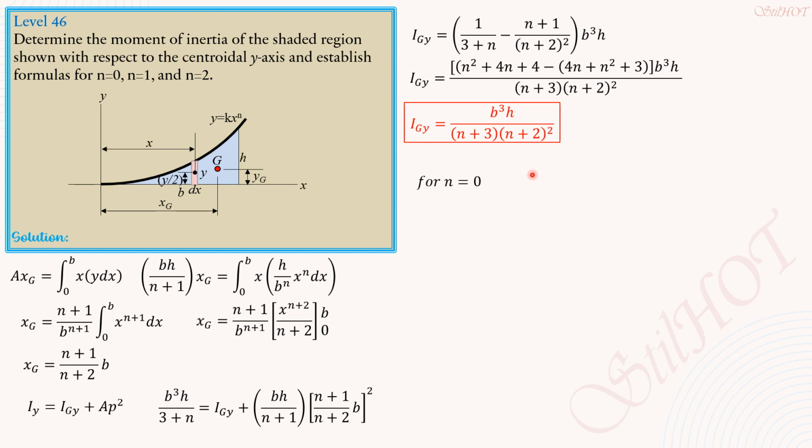So for n equals 0, it is a rectangle, so we expect b cubed h over 12. So this is 3 times 0 plus 3, 0 plus 2 squared is 4, 3 times 4, 12. So that's why it's b cubed h over 12, really. When n is 1, a triangle with respect to the y-axis through the vertex, it is b cubed h over 4. But b cubed h over 36 rather, because it is with respect to the centroidal y-axis. So this is 4, this is 1 plus 2, 3, 3 squared 9, so 4 times 9, 36. So it's really b cubed h over 36 for n equals 1. And for n equals 2, this is 5, 4 squared 16, so 80. So for n equals 2, Igy is b cubed h over 80.